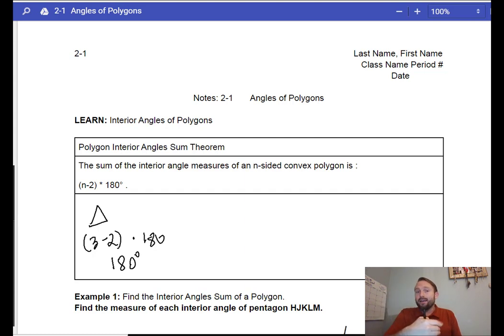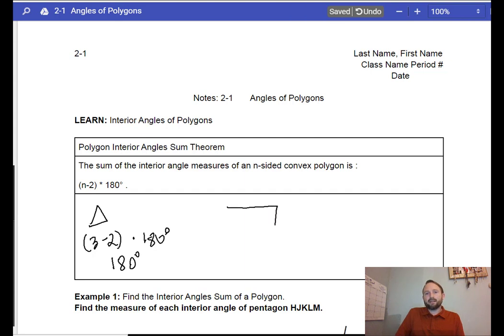Now, first thing we're going to talk about is the sum of the interior angles. For example, the sum of the interior angle measures of an n-sided convex polygon is n minus 2 times 180. The first one I have here is a triangle. It has three sides. So 3 minus 2 is 1, and 1 times 180 degrees is 180.